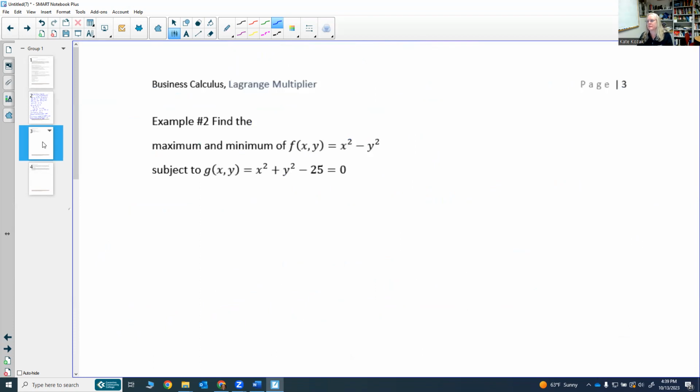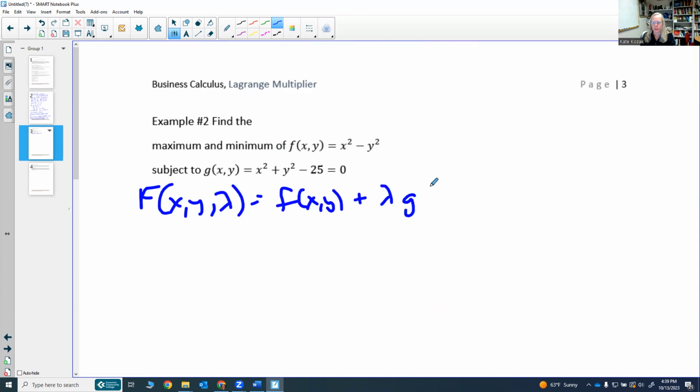Example number 2. Find the maximum and minimum of f of x, y equals x squared minus y squared, subject to g of x, y equals x squared plus y squared minus 25 equals 0. First, find capital F of x, y, lambda, which is equal to little f of x, y plus lambda times g of x, y.